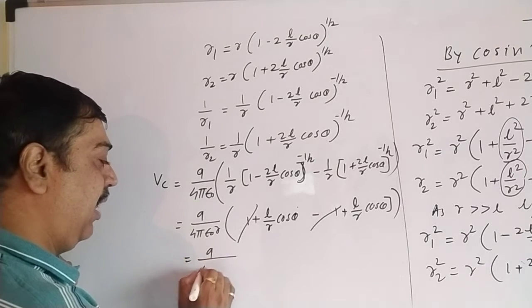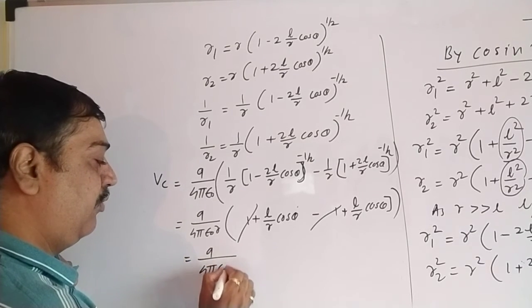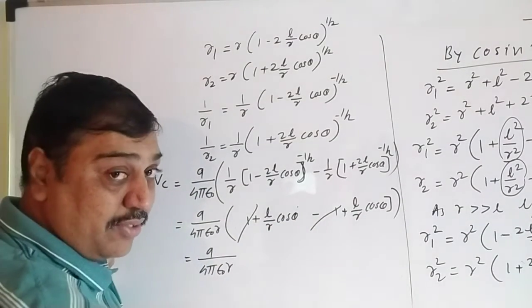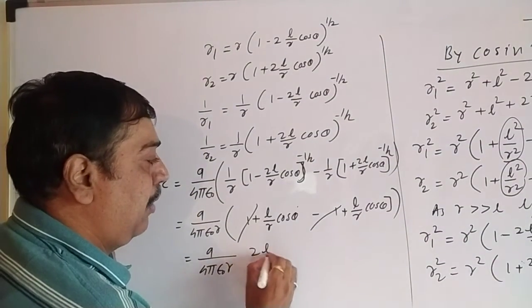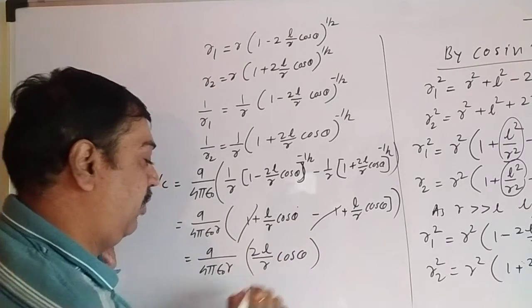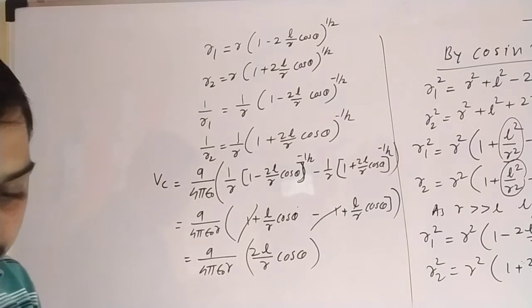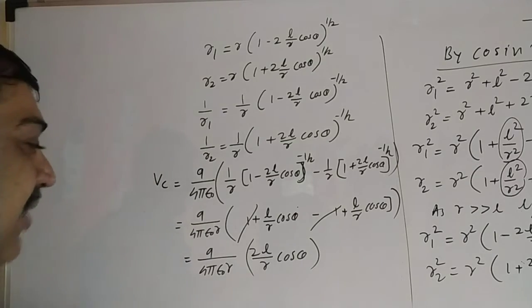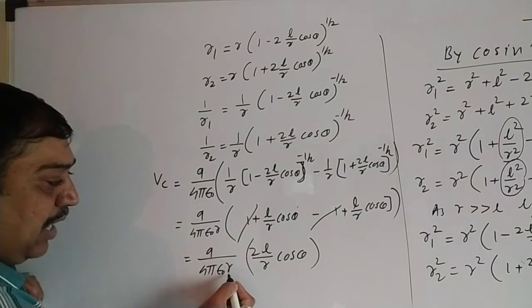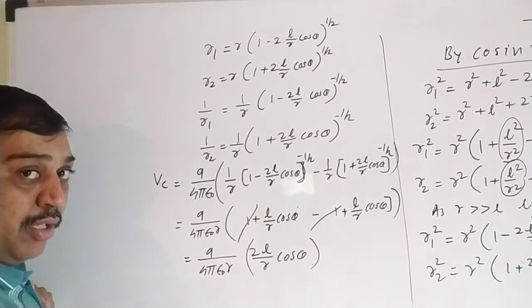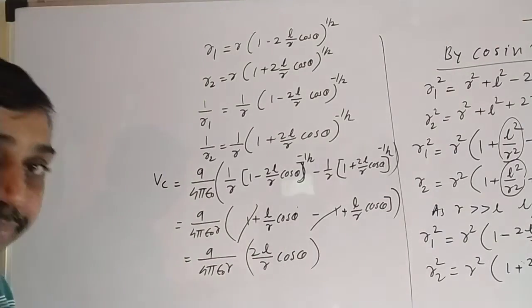Q divided by 4 pi epsilon 0 into R, L by R cos theta plus L by R cos theta, 2L divided by R cos of theta. We get twice L divided by R cos theta. So twice L cos theta divided by R, or twice L by R cos theta. This R becomes R square. Q into twice L, there is one term. That is nothing but the moment.